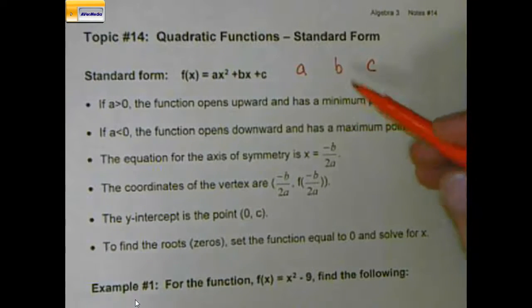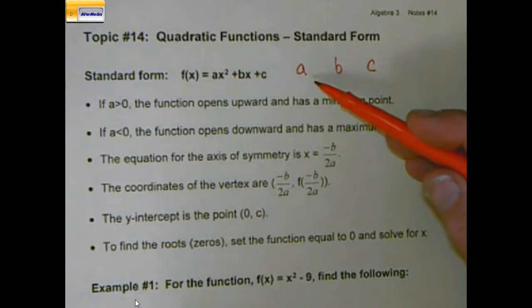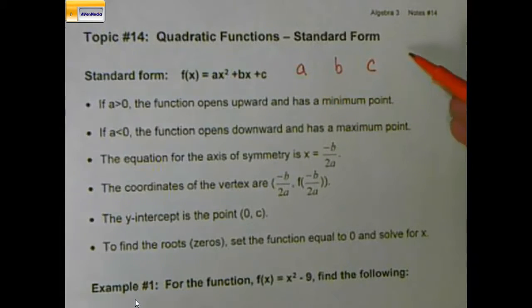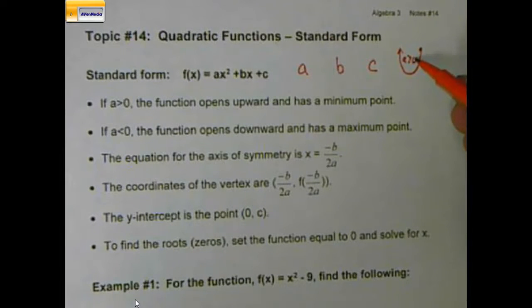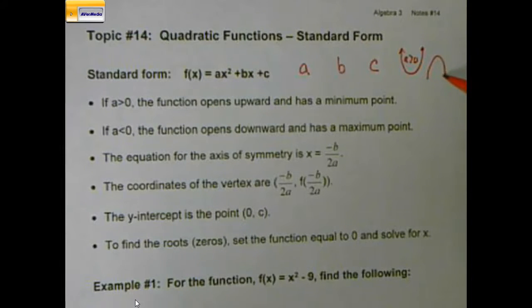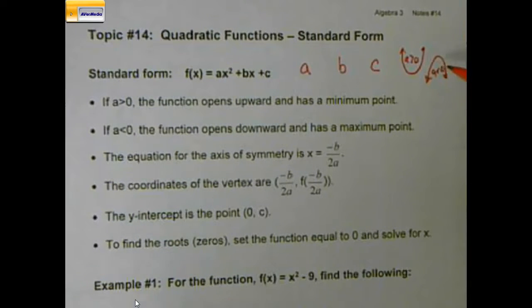Okay? If the a value is positive, if it's greater than 0, it means your graph, your parabola, is going to be pointing upward. So anytime that a is greater than 0, your parabola points upward. If a is negative, it just means your parabola points down. So when a is less than 0, it points down.